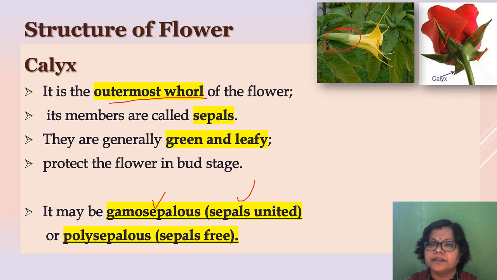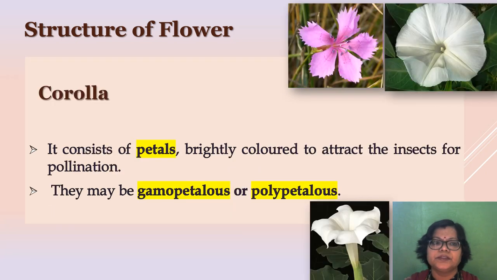This diagram represents the gamosepalous flower and this represents the polysepalous flower. Here the sepals are free and here the sepals are united. It is green and leafy and it protects the flower bud. That is the function. So calyx consists of sepals, right? Now corolla. Corolla is the second whorl. In most cases it is brightly colored and it attracts insects. In some flowers it is responsible for spreading sweet fragrance and it helps in pollination.